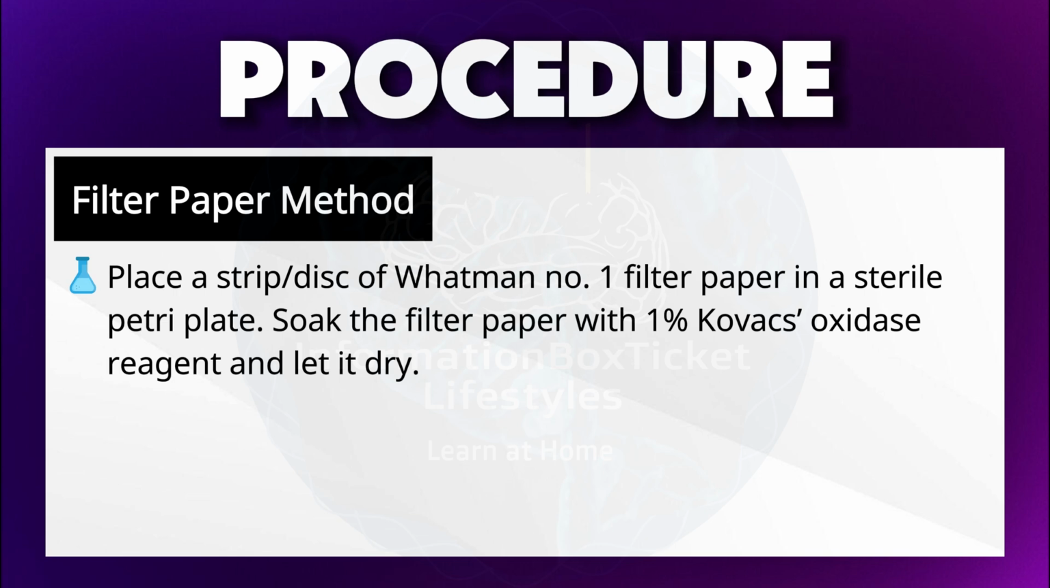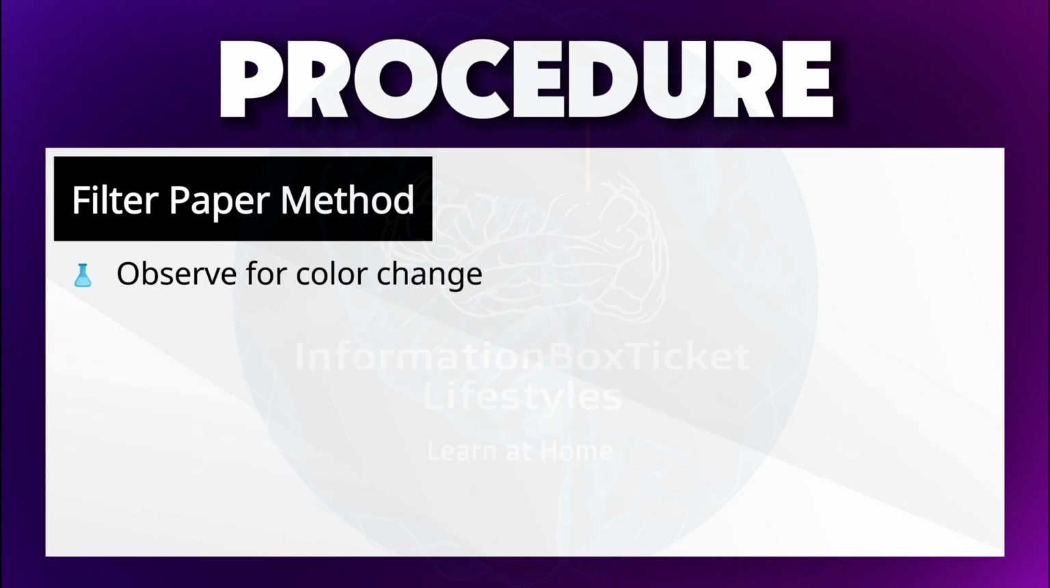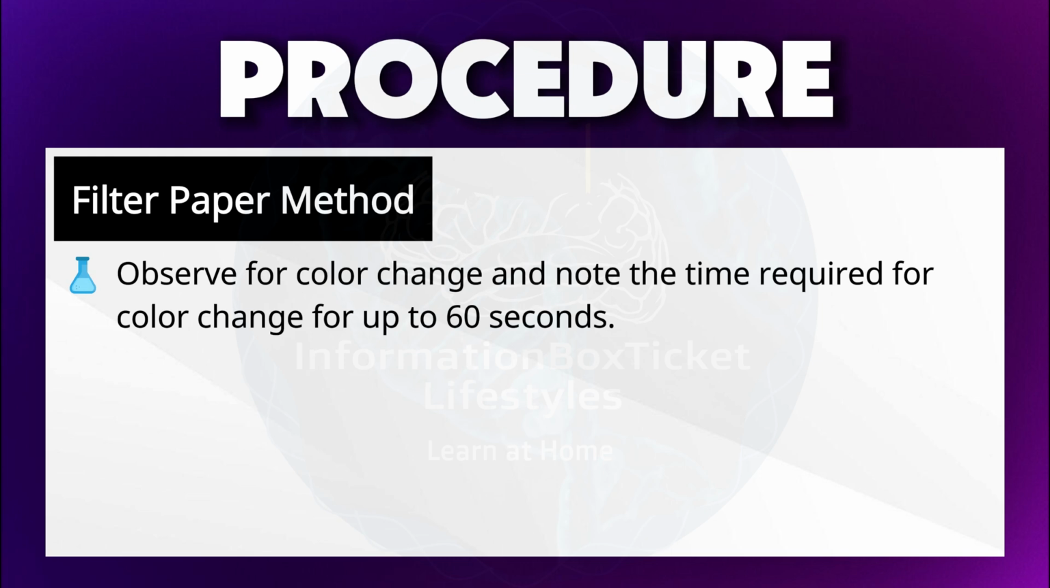Soak the filter paper with 1% Kovacs oxidase reagent and let it dry. Using a sterile inoculating loop, pick a well-isolated colony of test bacteria from a fresh, 18 to 24 hours old culture, and smear it on the reagent-soaked filter paper piece. Observe for color change and note the time required for color change for up to 60 seconds.